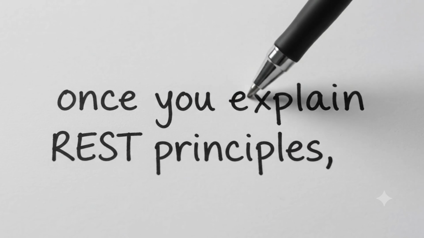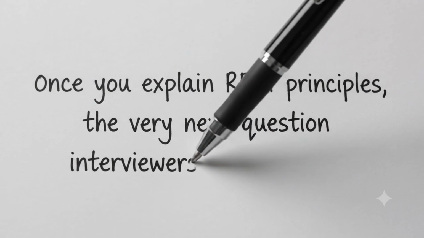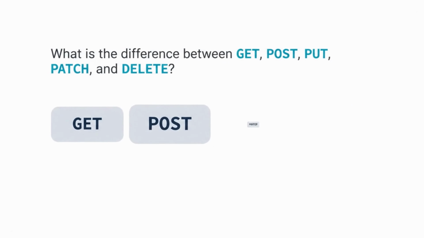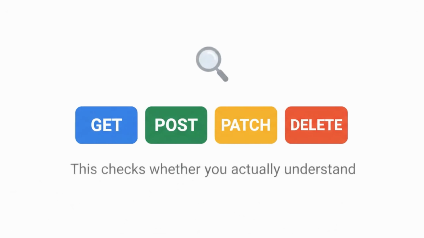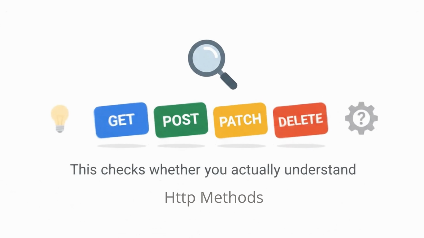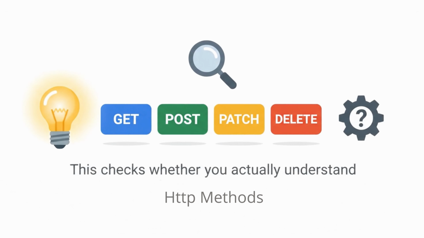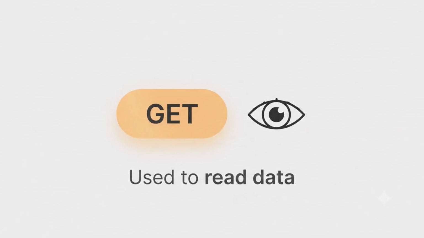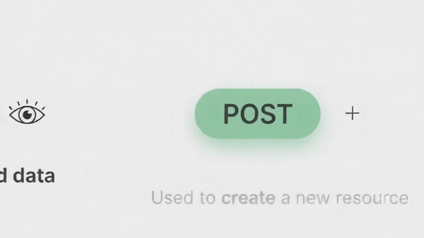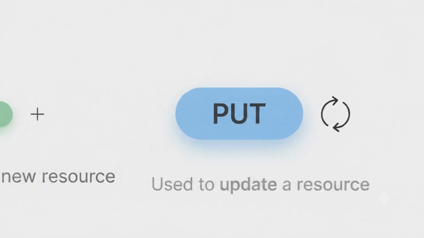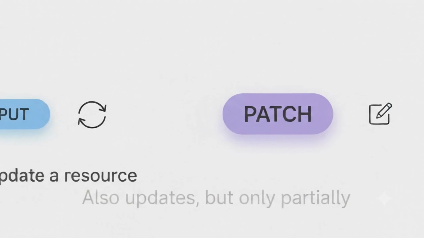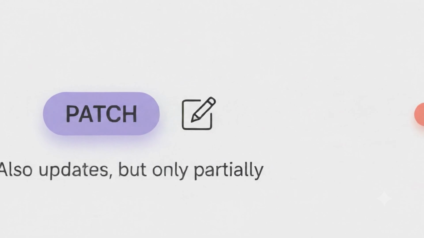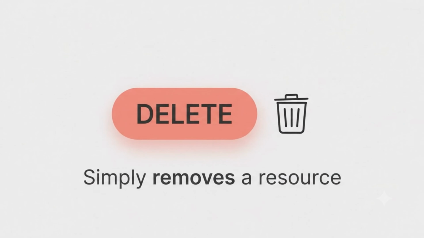Once you explain the REST principles, the very next question the interviewer loves asking is, what is the difference between GET, POST, PUT, PATCH, and DELETE? This checks whether you actually understand HTTP methods or you have just been calling APIs without knowing what happens underneath. GET is used for reading, POST is used for creating a new resource, PUT is used for updating the resource, and PATCH is used for updating the resource but only partially. DELETE simply removes the resource.